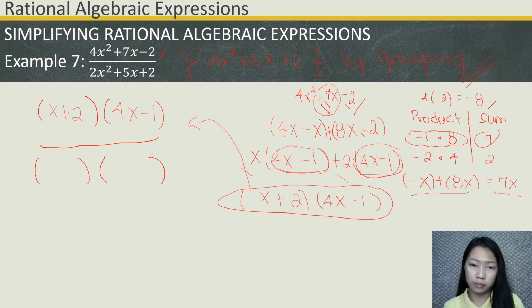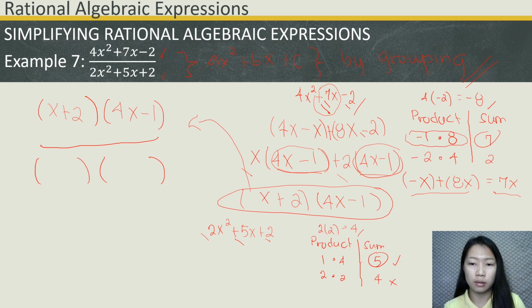Next na tayo. Nasa denominator naman. So, 2x squared plus 5x plus 2. Multiply natin yung first at last. 2 times 2 equals 4. Then, find the product and sum. Ano ang factor ni 4 na kapag pinlas, positive 5? Since parehas positive, hindi na tayo mahihirapan. 1 times 4, 2 times 2. Okay. 1 plus 4 is 5. Yun, dun pala nag-satisfy na sa given. 2 plus 2 is 4.